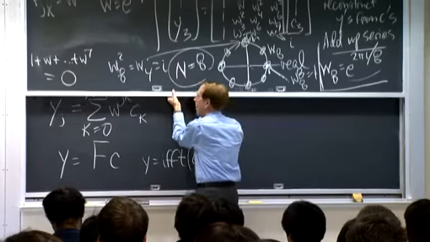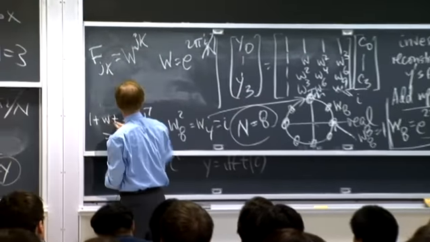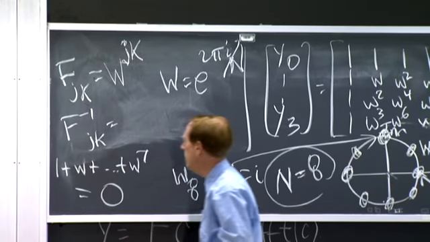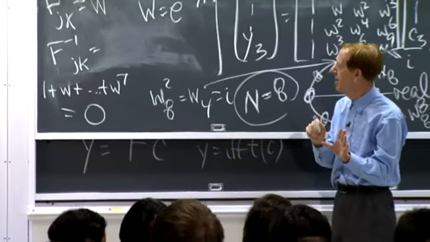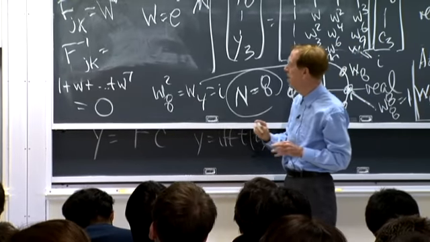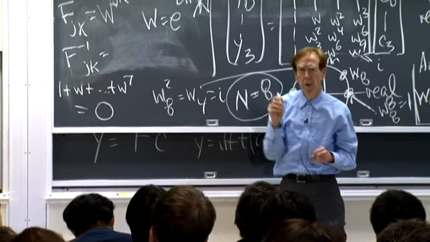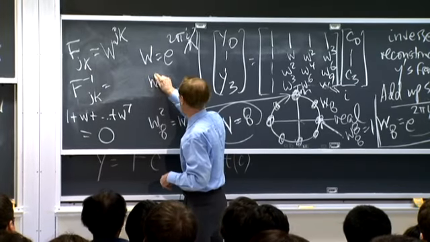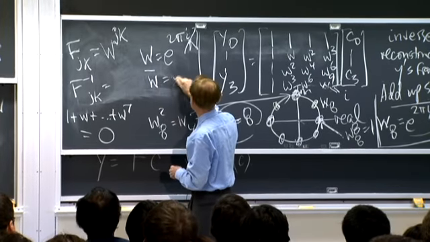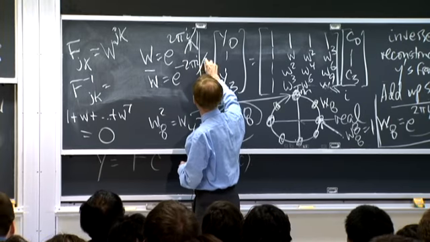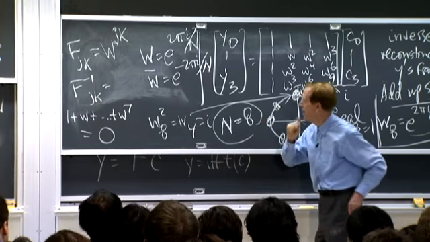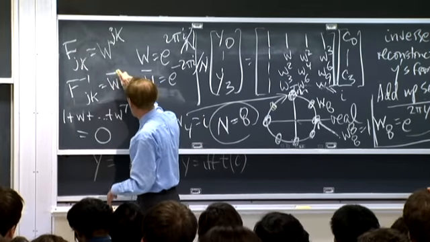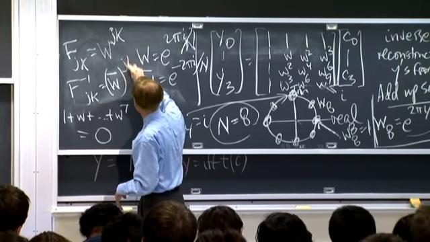And let me just say what goes into F inverse. The point is that the number that goes into F inverse is just like w but it's the complex conjugate, and I'll call it w bar. And that's e to the minus 2 pi i over n. So the thing that's going to go into the inverse matrix is the powers of w bar, the complex conjugate, jk.